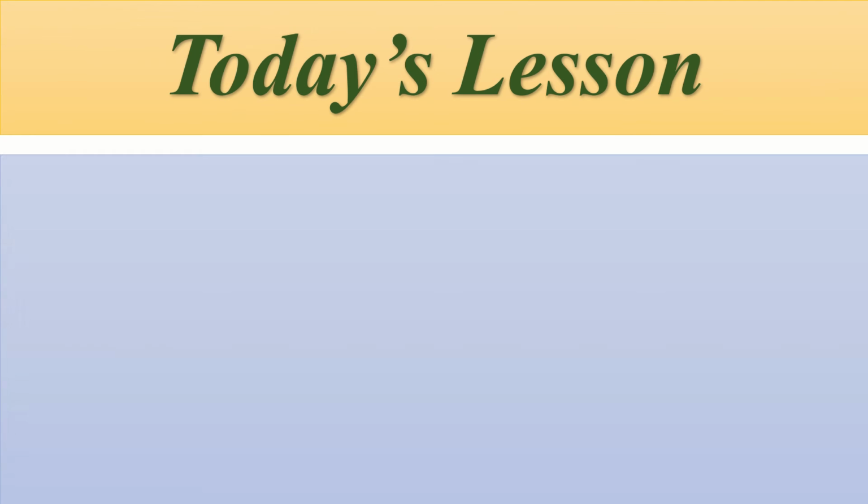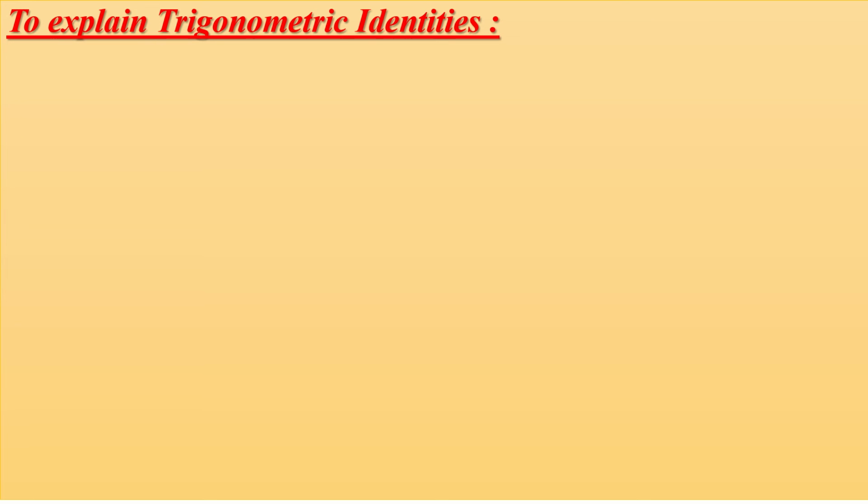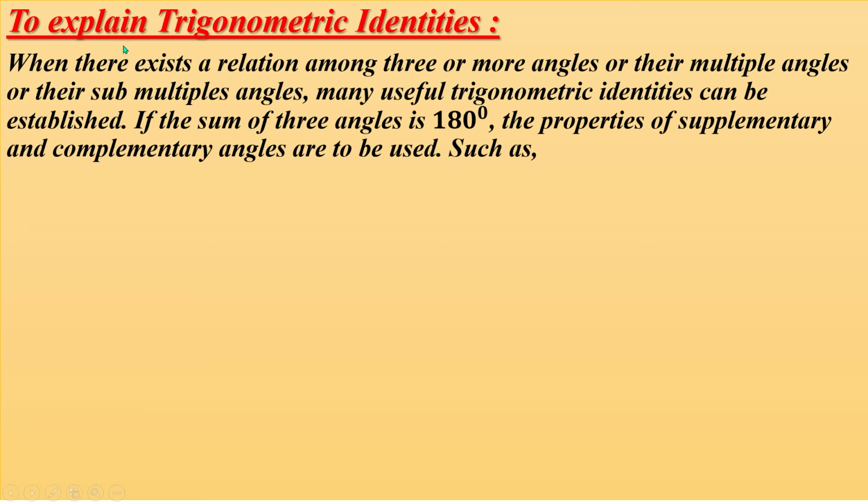Today's lesson is to explain trigonometric identities. To explain trigonometric identities, when there exists a relation among three or more angles or their multiple angles or their submultiple angles. Many useful trigonometric identities can be established if the sum of three angles is 180 degrees.